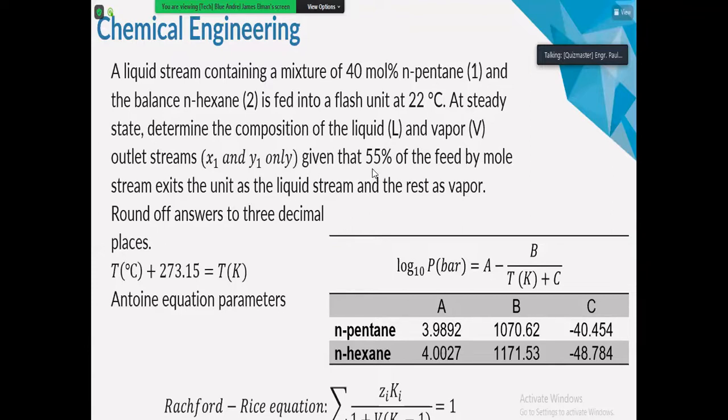Kasi follow. Ito, given na yung B over F, 55%. L na yan, di ba? Ginamit ko yan. Gamitin niyo to. Hindi na ako nag-shift solve. Ito, ginamit ko na to. Ang B over F is 0.45. Kaya, that's the way para ma-solve mo yung in 2 minutes.